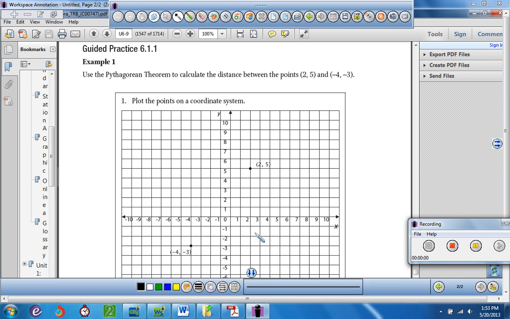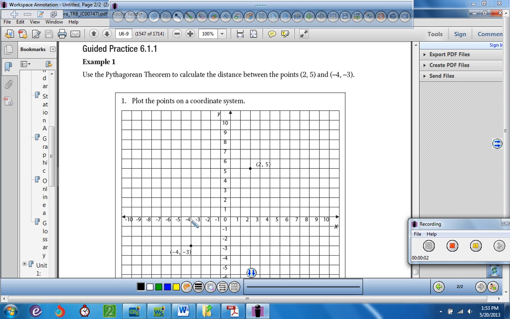Alright, here we're going to use the Pythagorean Theorem to find the distance between (2, 5) and (-4, -3). Now, the way we do this is we're going to make a right triangle. We'll connect points. Now, what I'm going to do is we've got to come up with a point. There could be a point up here, but I'm going to use the one down here.